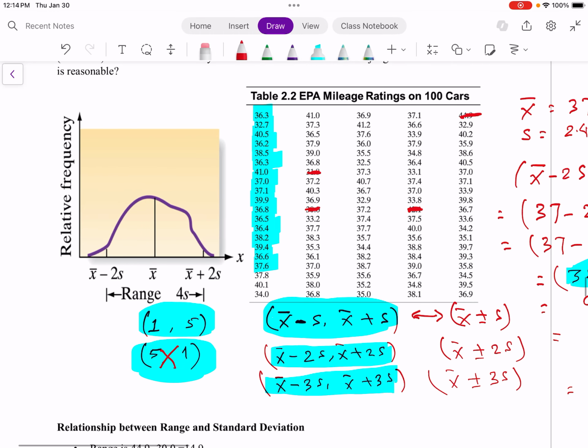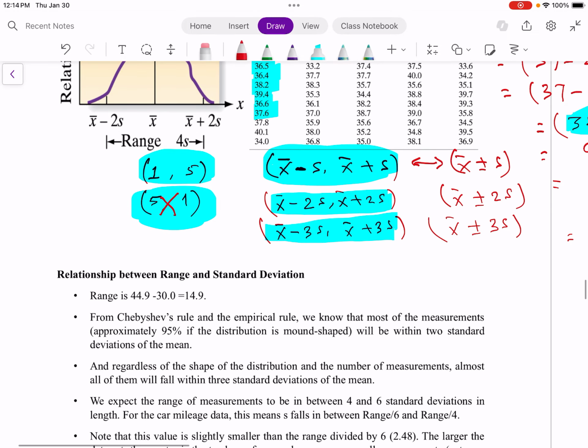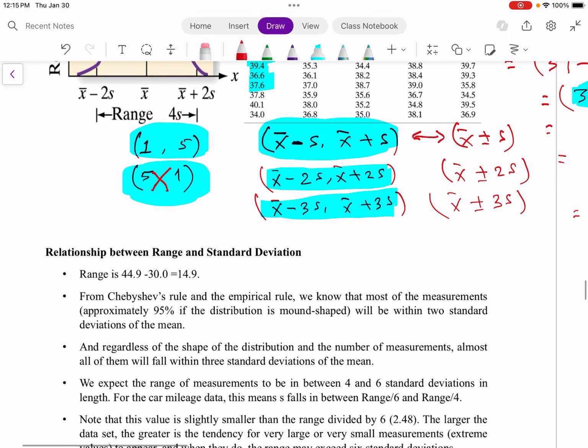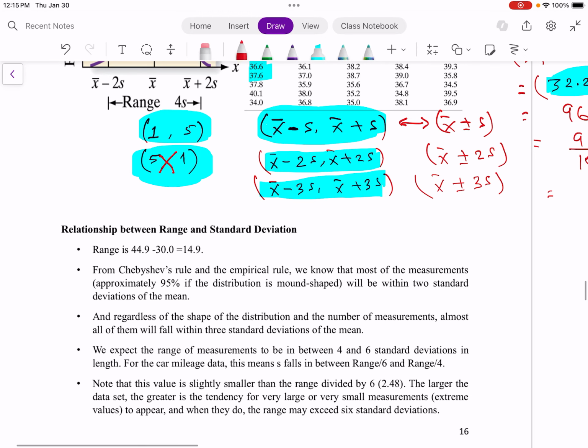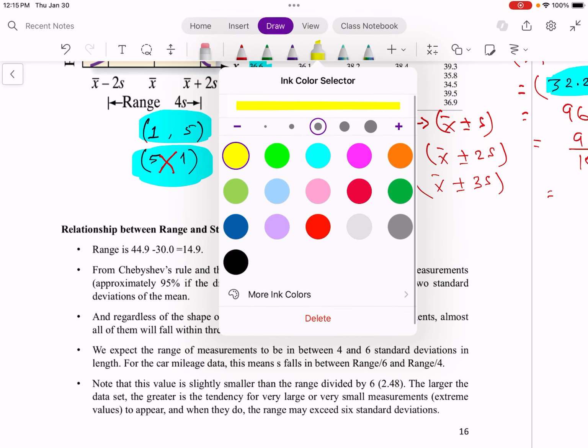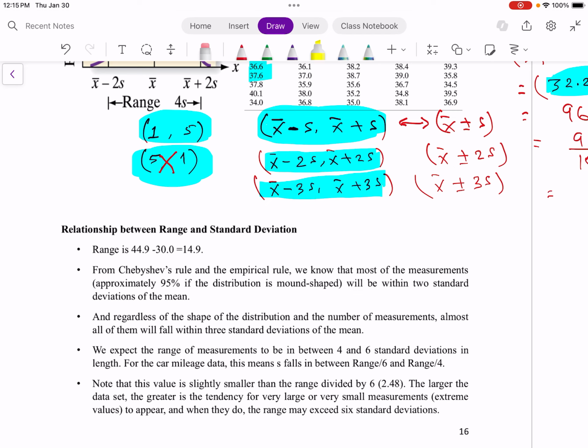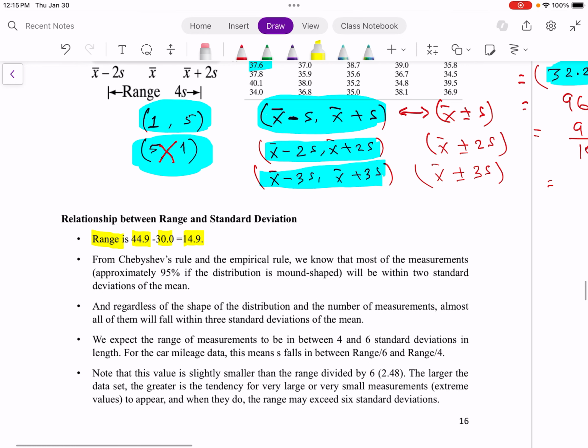Okay, now. So let's see the details for this data set here. What's given to us here is that the range for this 100 measurements is 44.9 minus 30. How do we find the range? Largest measurement minus smallest, right? So 14.9 is the range.